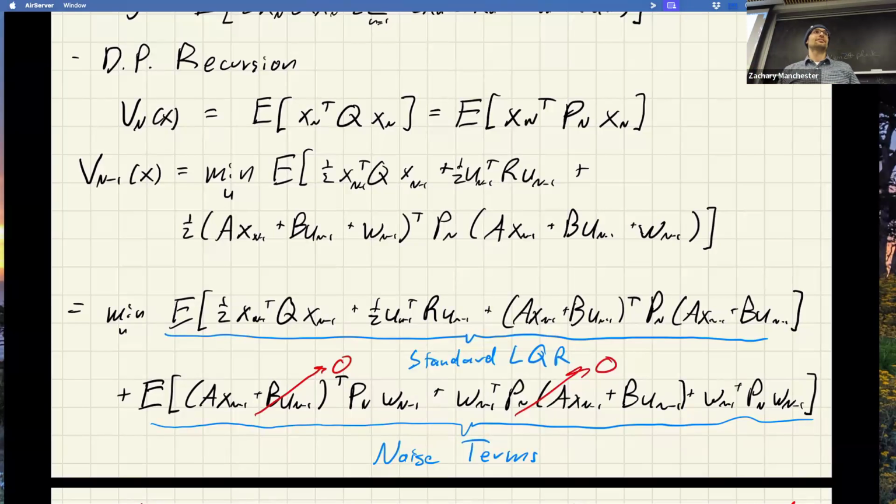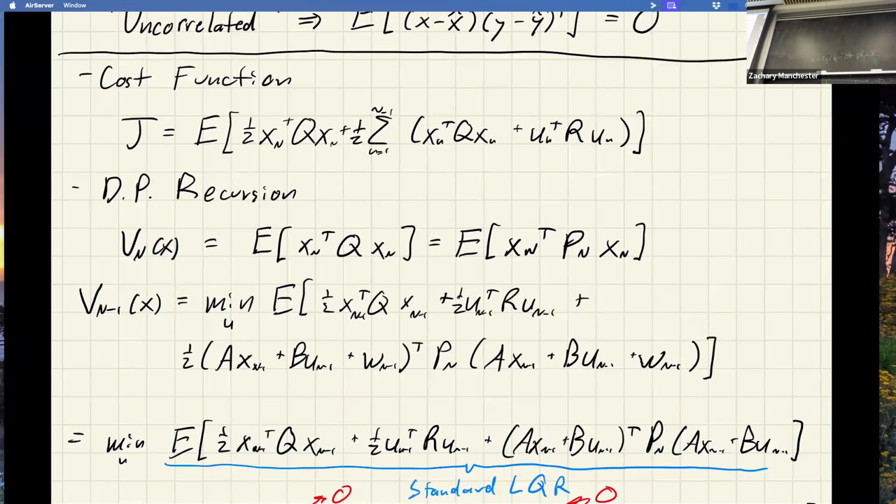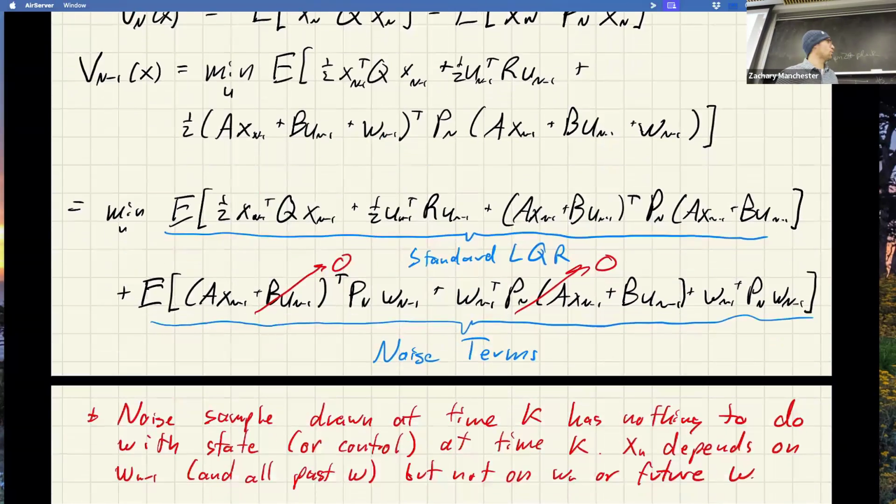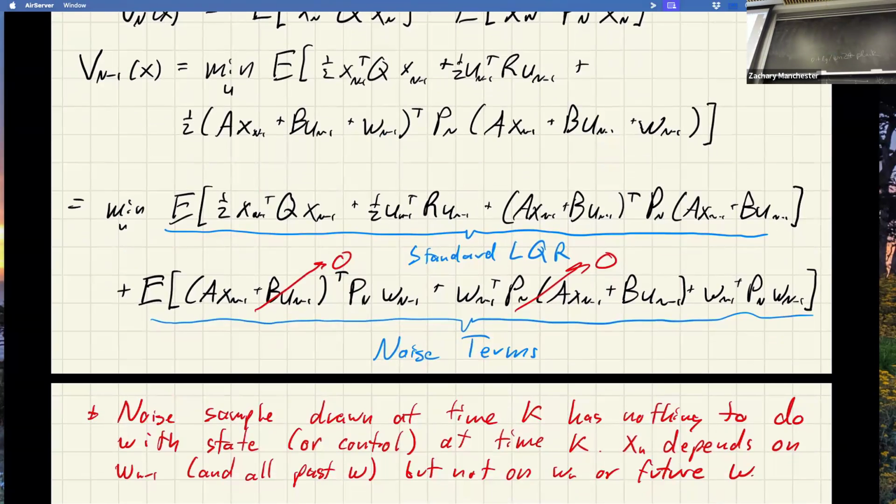Anybody else? I just multiplied this thing out, literally. So the terms that had the cross terms involving W. The first row is just regular LQR, and the second row is all the stuff involving noise.